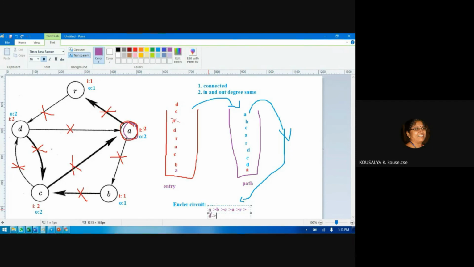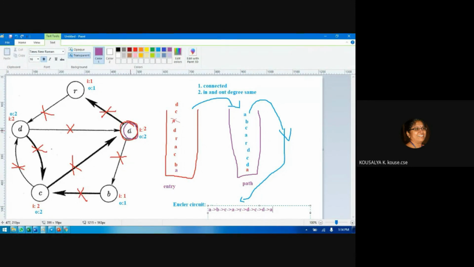B, C, B, A. So it is starting and ending with the same vertex. So it is a Eulerian path, and a Eulerian circuit is available.